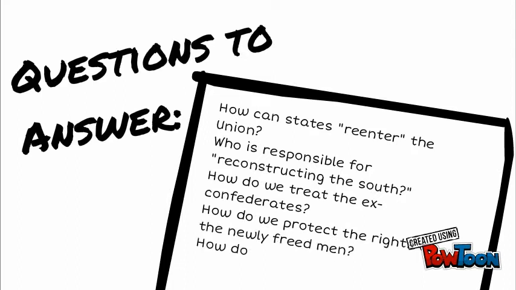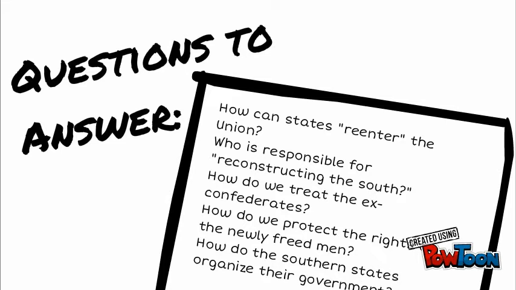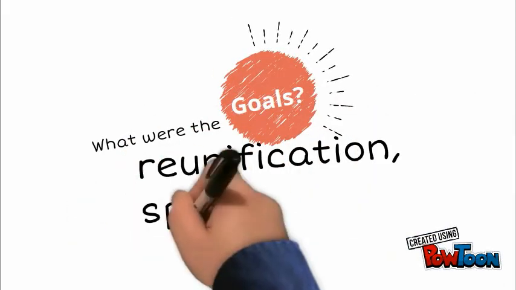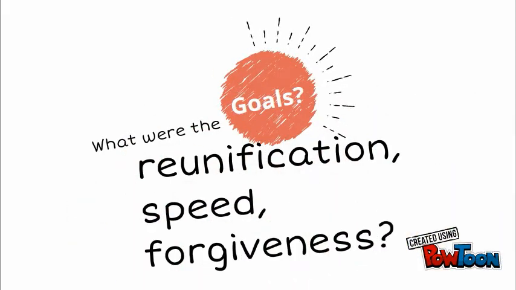How do we treat ex-Confederates? Do we welcome them back? How do we protect the rights of newly freed men? And then how do we organize Southern states and their new governments to include these newly freed? Politicians wanted to reconstruct Southern society so the rights of former slaves were ensured and the political base of the Republican Party could be formed.